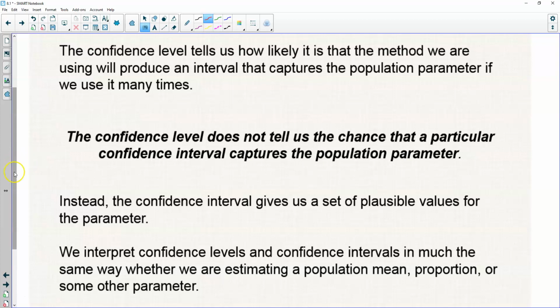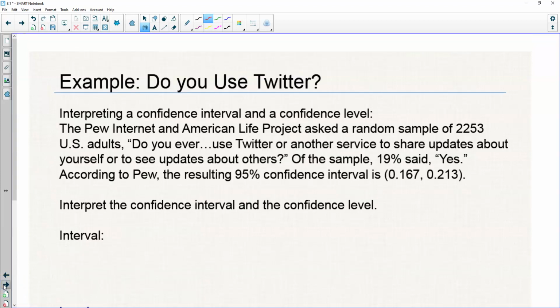So we're not going to say I'm 95% confident, like I'm not going to say that I have a 95% chance of capturing the population parameter. You cannot say it that way. You have to say that if I do this many times, 95% of them, or however many percent of them, will capture the mean. So we're not going to state this in terms of probability. We interpret confidence levels and intervals in much the same way, whether we are interpreting a mean, proportion, or some other parameter. Those two statements are what you're going to need to know. You just plug in whatever applies.